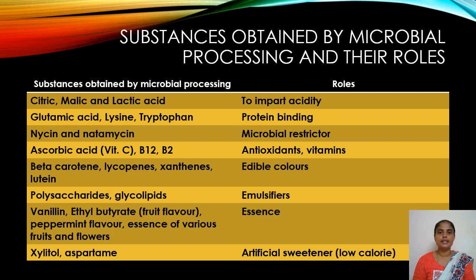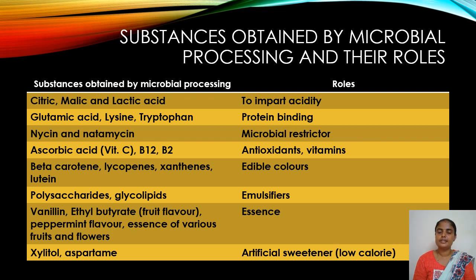First, citric, malic and lactic acids are used to impart acidity and sour taste. Acids like glutamic acid, lysine, tryptophan are used in binding protein with other molecules. The products nisin and natamycin are microbial restrictors, that means they restrict the growth of microorganisms. Vitamins C, B12, B2 act as antioxidants, that is, they restrict the use of oxygen so that a food item can be preserved, and also for production of vitamins. Products like beta-carotene, lycopenes, xanthines, luteins are useful in making edible colors.